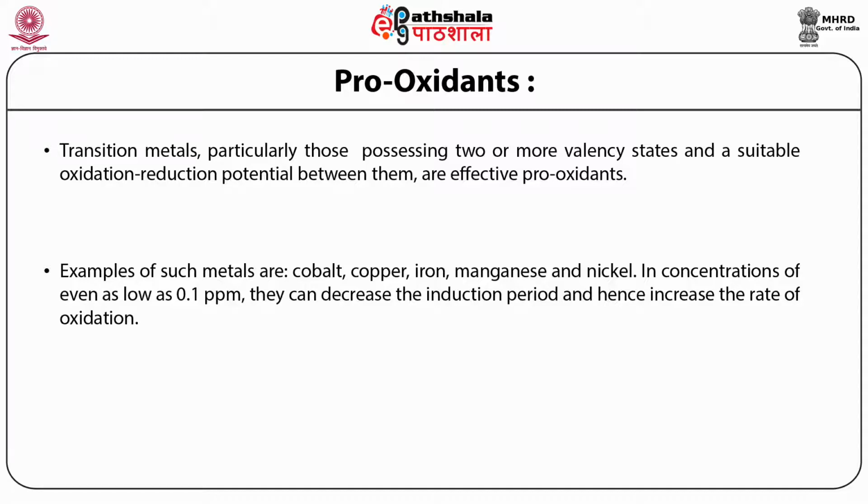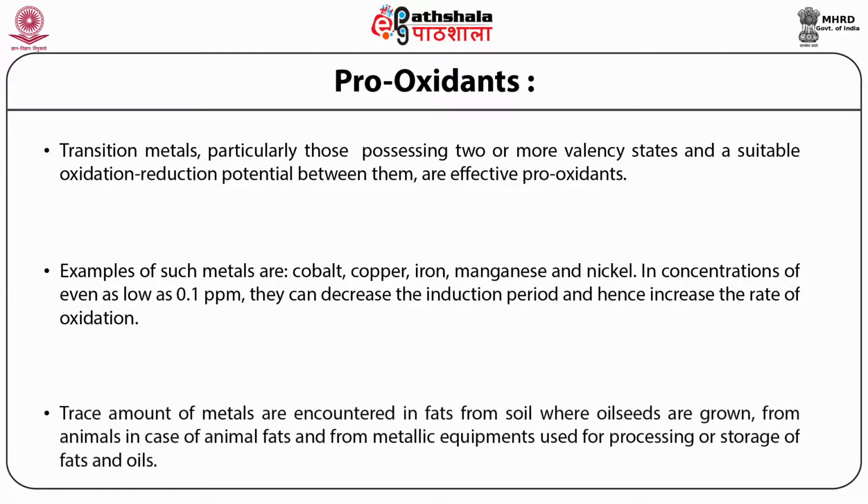of oxidation. Trace amounts of metals are encountered in fats from soil where oilseeds are grown, from animals in case of animal fats, and from metallic equipment used for processing or storage of fats and oils.